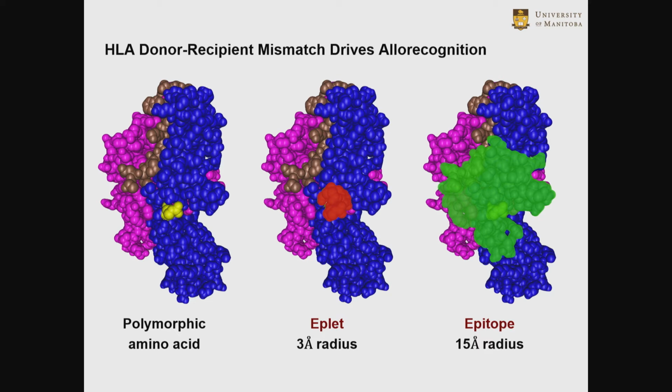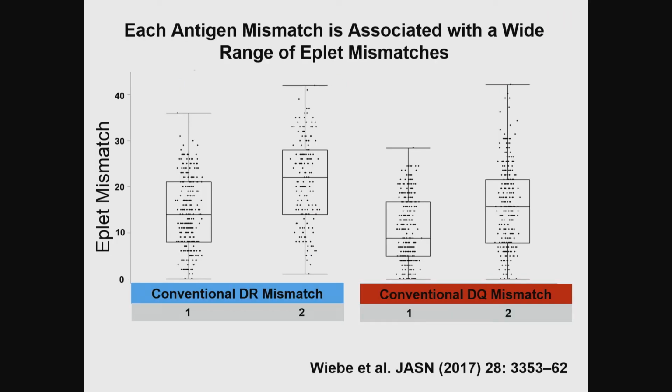And you can probably imagine that if we did this for every polymorphic amino acid that exists, we could quickly generate a large list of eplets that then could be used to compare and quantify the difference between any two HLA molecules. So we've done this in almost 700 patients or donor-recipient pairs in our own clinic. And this is what the raw data looks like.